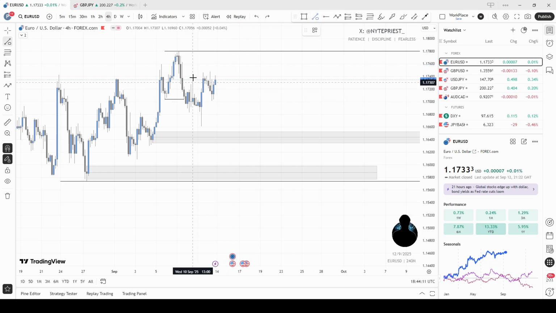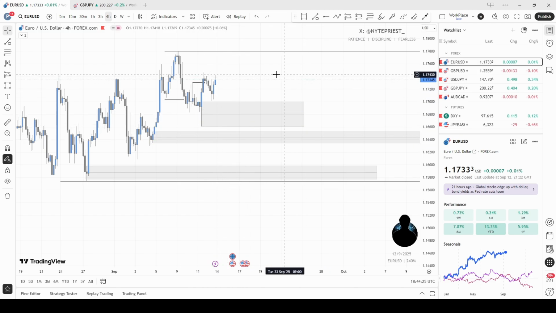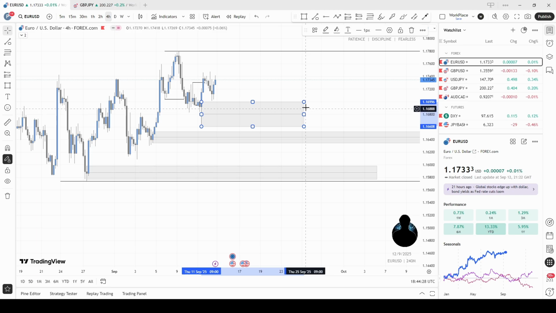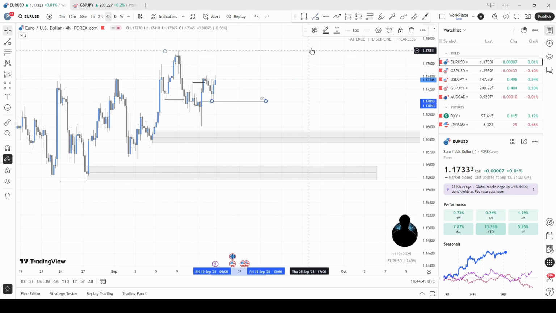As you can see, we've had an internal shift here, which opens door to this demand zone, which has not been retested. Okay. So we have this demand here. And we have this liquidity here, which price will come to retest. All right.